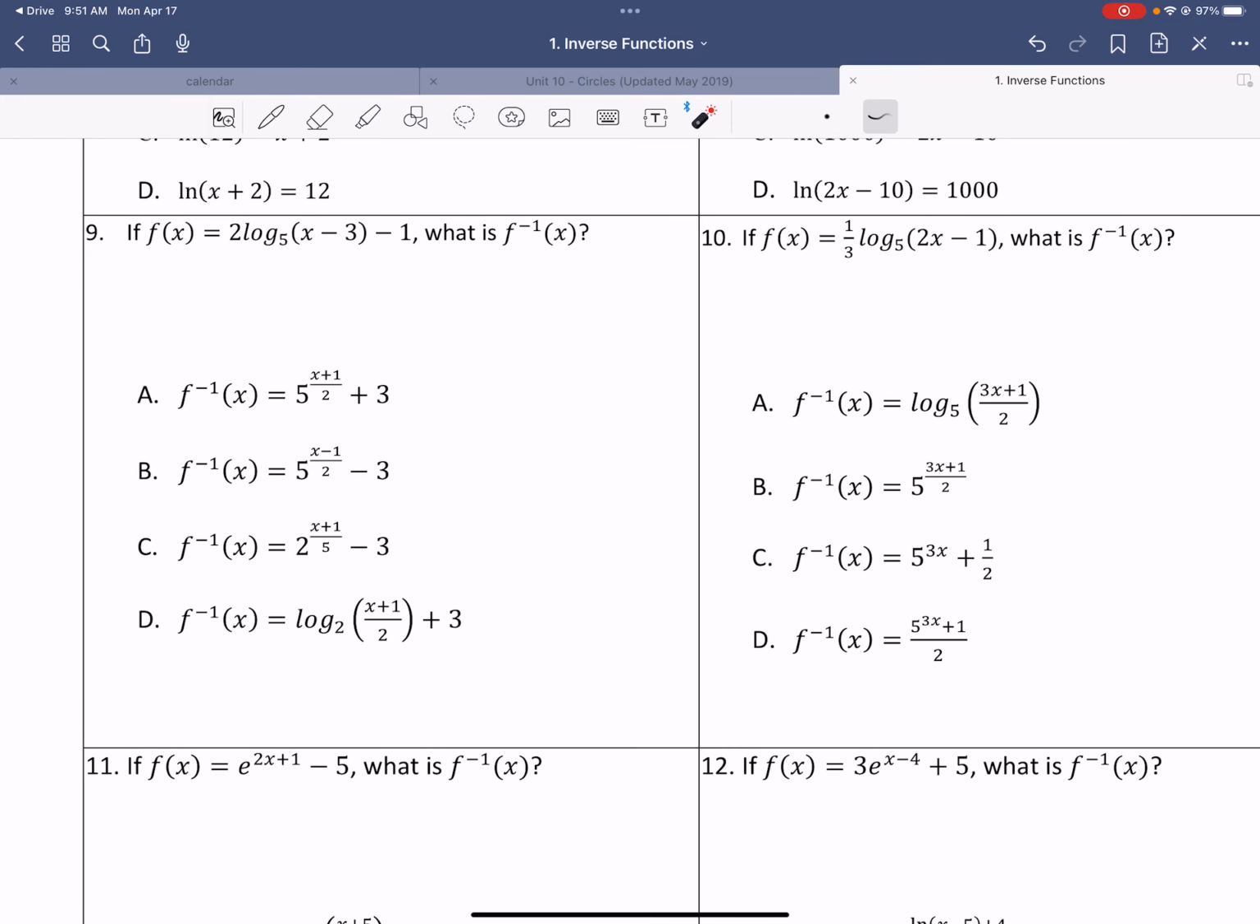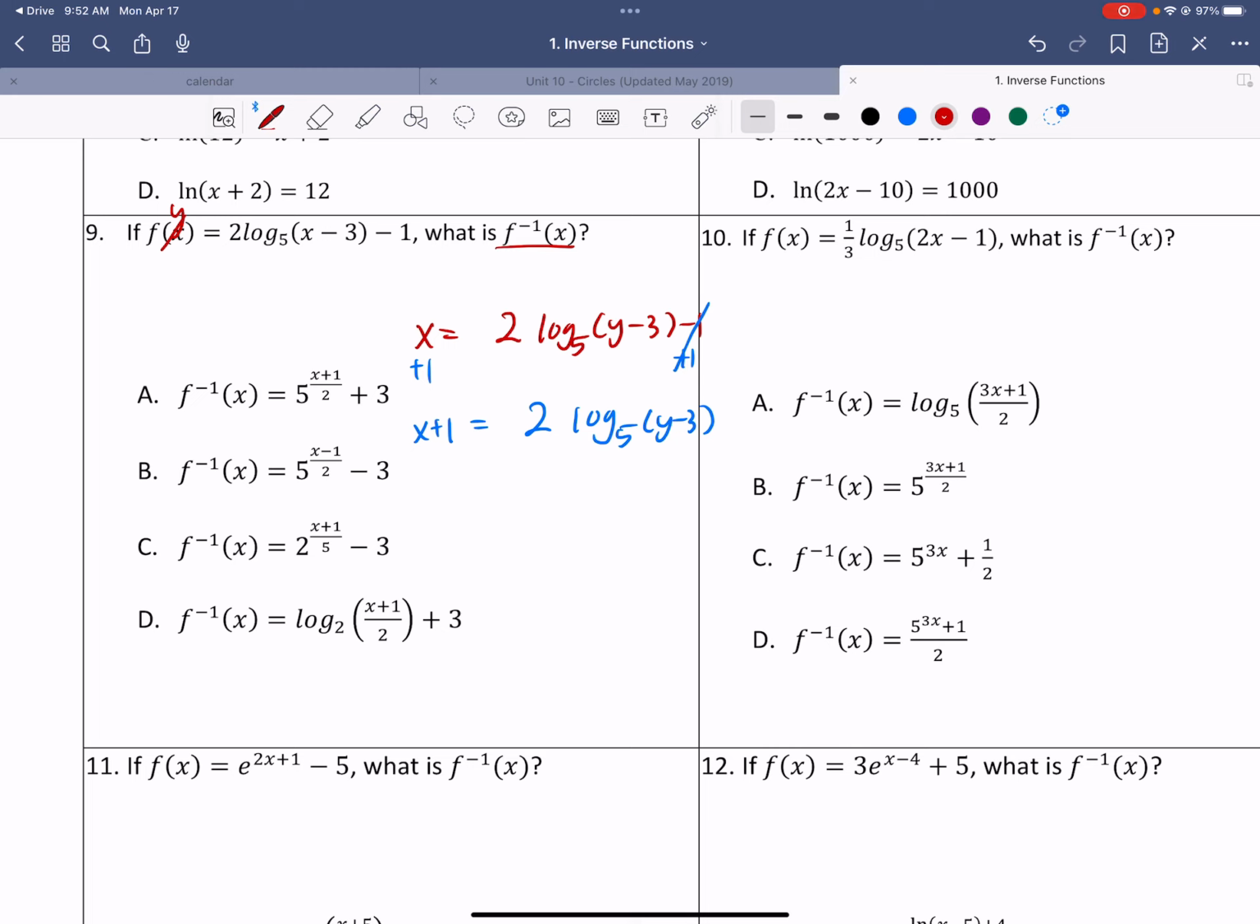So here, same thing. You've got to switch x and y, because we are looking for the inverse. So x is equal to 2 log base 5 of y minus 3, minus 1, right? So let's do this. Before I get rid of this one, there are two numbers that bother me, minus 1 and times 2. So what I've got to do is the opposite of PEMDAS. So plus and minus first: plus 1 on both sides. So I get x plus 1 is equal to 2 log base 5 of y minus 3.